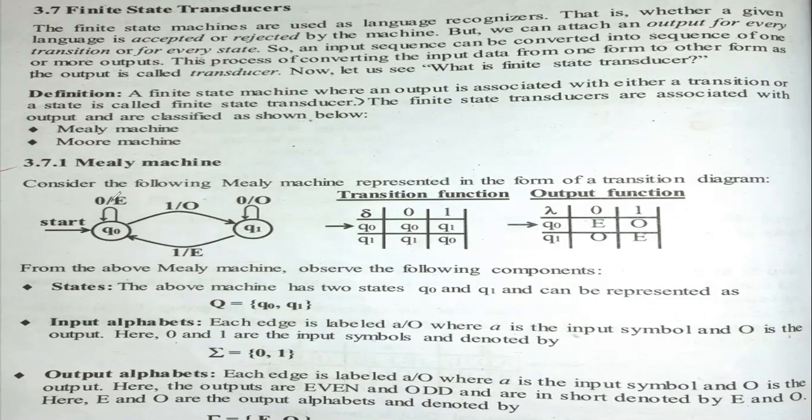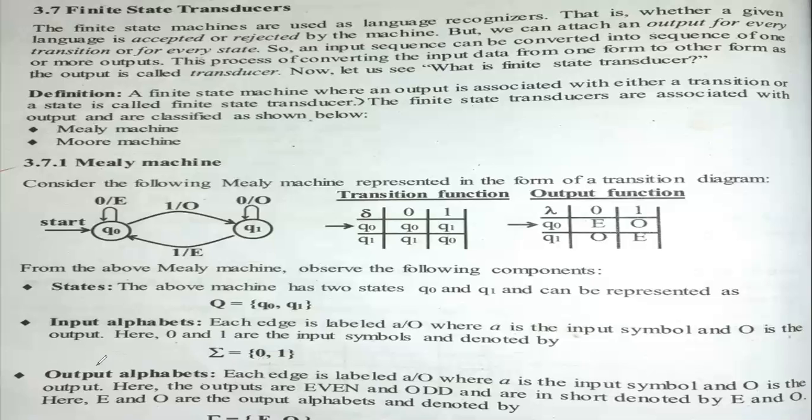You may ask how we are writing, why we are writing E and O over here. That depends on the question. When we solve a problem, then you will have better knowledge about this. From the above Mealy machine, observe the following components. The states will be Q equal to {Q0, Q1}. Each edge is labeled A or O, where A is the input symbol and O is the output. Here 0 and 1 are the input symbols, denoted by sigma equal to {0, 1}.